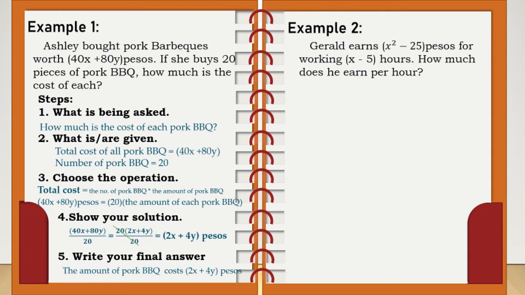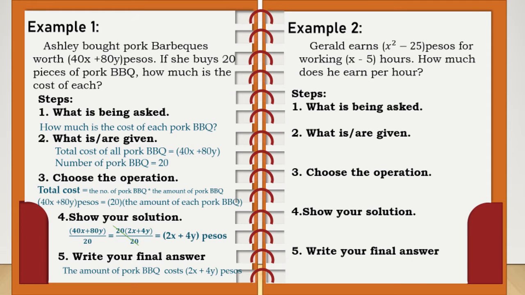Example 2. Gerald earns x squared minus 25 pesos for working x minus 5 hours. How much does he earn per hour? Here are the steps. Number 1. How much does Gerald earn per hour? That is what is being asked. And what is or are given?